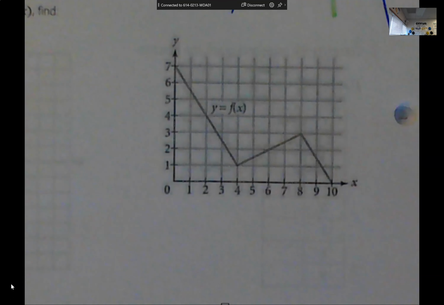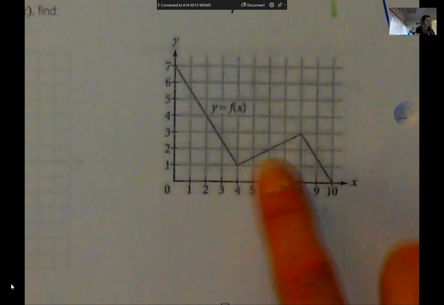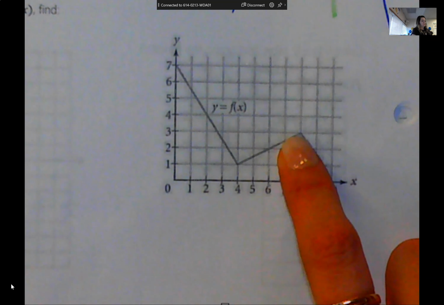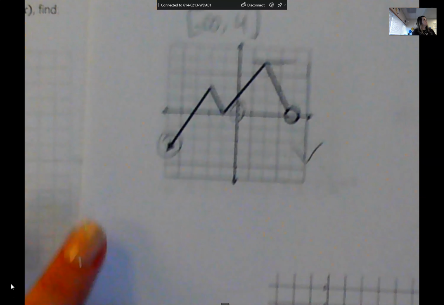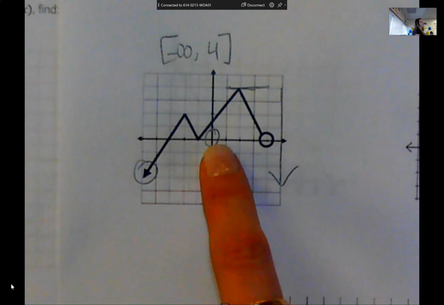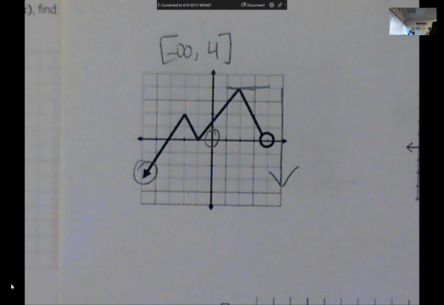Okay, show me. Okay, this has 1 increasing. It's this one right here. Okay, this one. How many decreasing intervals does this one have? How many decreasing intervals?